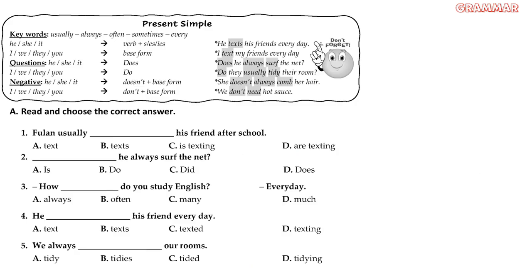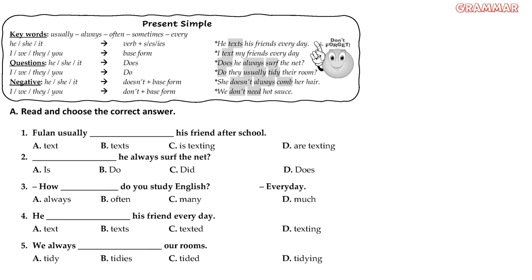Next part, the grammar part, we have the present simple. You have the rule, study it well. Remember the keywords: usually, always, often, sometimes, every. We use it to talk about actions that happen usually, often. We are talking about habits or things that happen frequently. So remember, if we are talking about one, don't forget to put S.